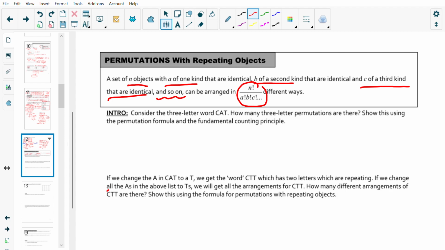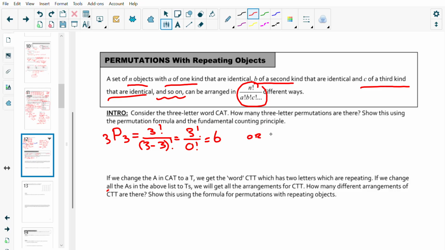Consider the three-letter word cat. How many three-letter permutations are there? Show this using the permutation formula. So the order matters. I want different arrangements of the letters CAT. So I'm taking three letters, permuting them three at a time. 3 factorial divided by 3 minus 3 factorial equals 3 factorial over 0 factorial. Remember, 0 factorial is just 1, so 3 factorial is equal to 6 different ways.